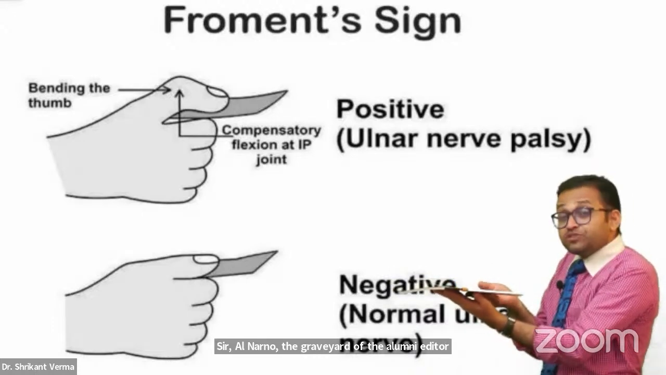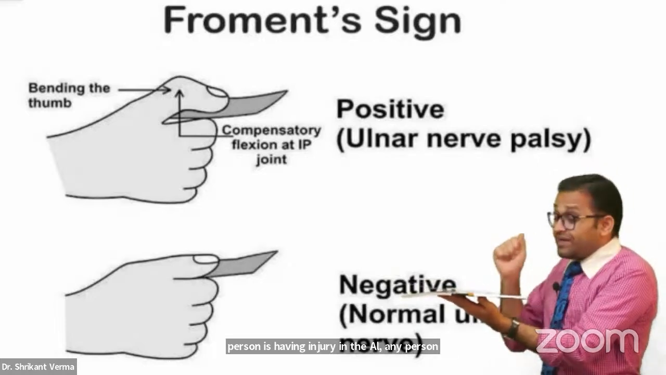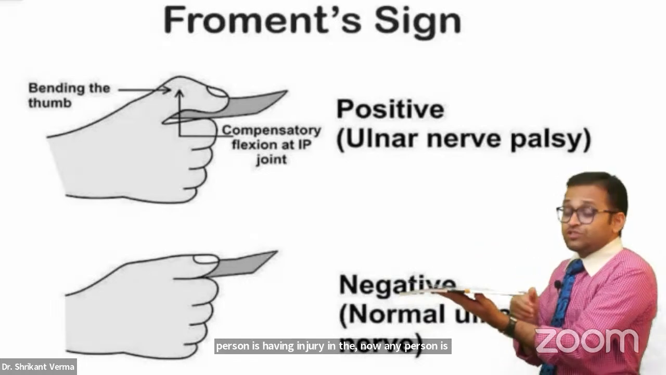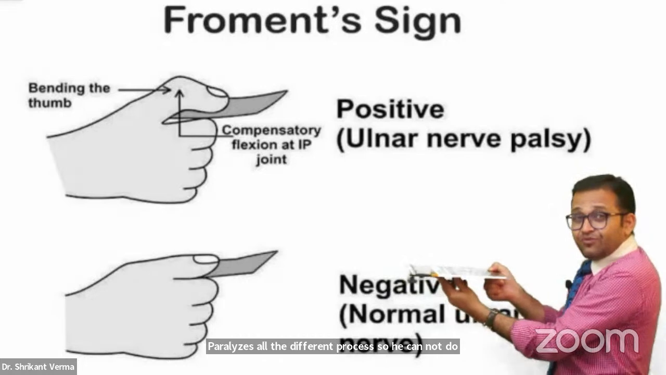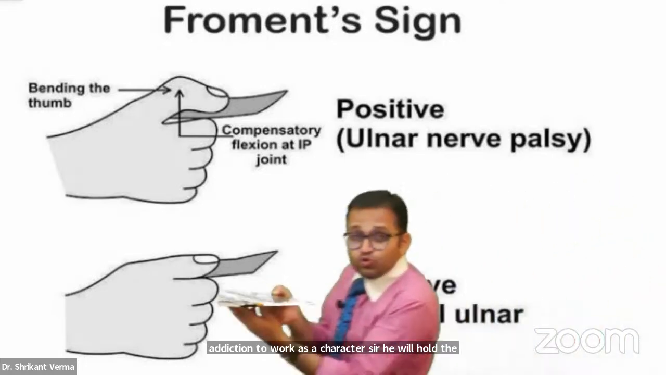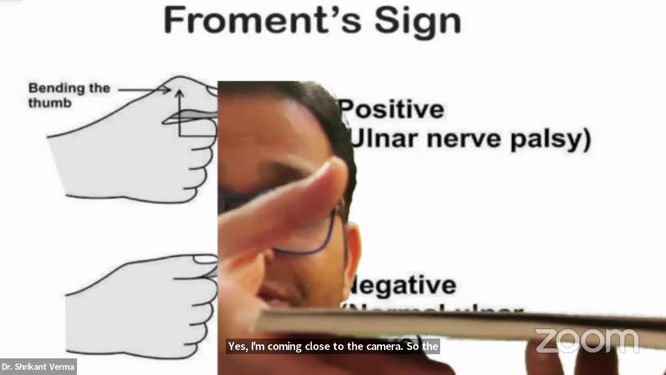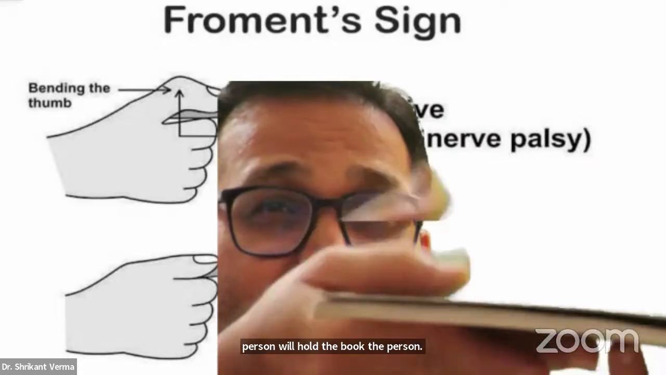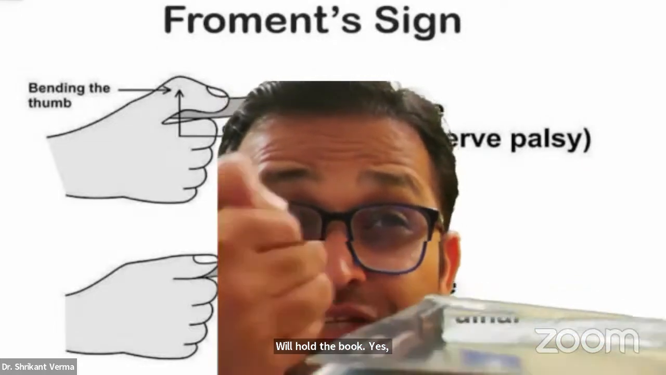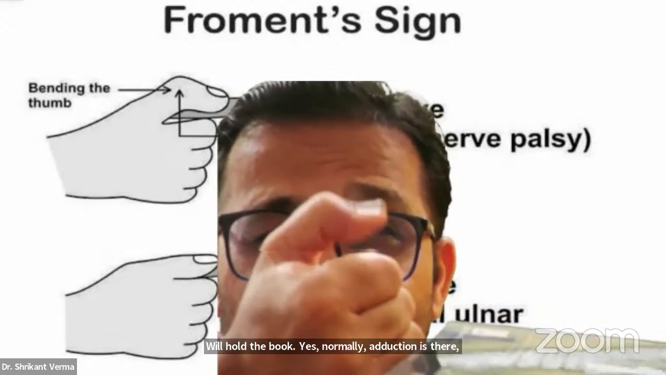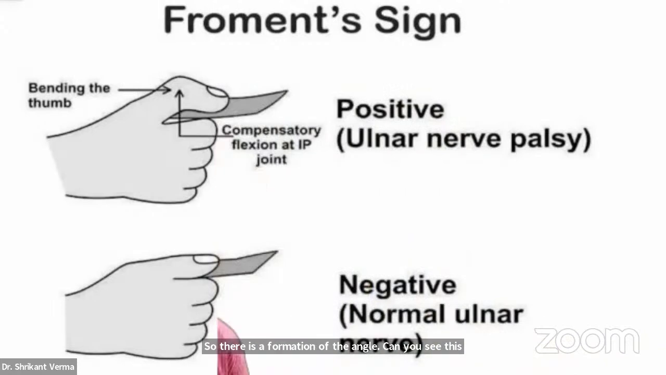But suppose any person has an injury or damage in the ulnar nerve, with paralysis of the adductor pollicis, so he cannot do adduction. So how will he hold the book? He will hold the book in such a way. Can you see? I'm coming close to the camera. Normally adduction is there, but if the ulnar nerve is damaged, can you see this position? There is a formation of an angle. Can you see this decrease in the angle? Decrease in the angle is known as flexion. Hope you all got this point.